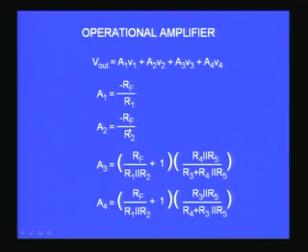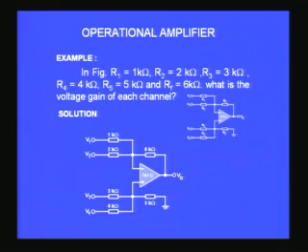Once we get the gains, and if you know all the input voltages, we can calculate the output voltage by this expression, which is by the principle of superposition. Now, it is a simple exercise we will try to do, where we have given values for the various resistors. R1 is 1k, R2 is 2k, R3 is 3k, and R4 is 4k. The feedback resistor is 6k, and this resistor is 5k.